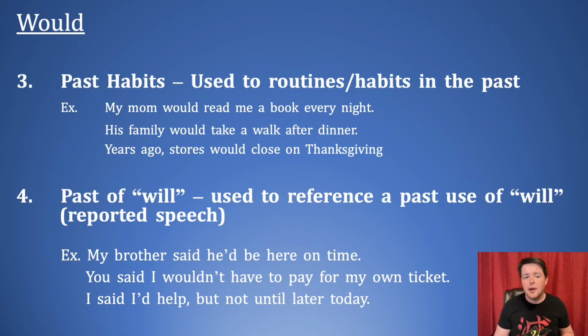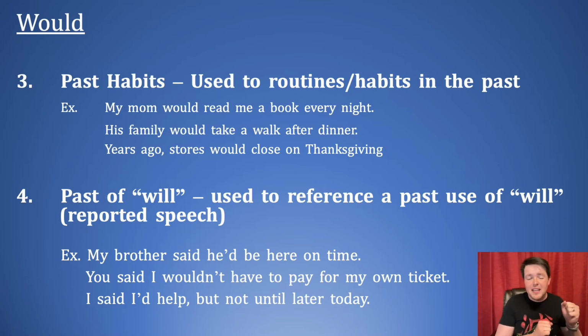Number 3 talks about habits or routines that you did in the past. These are things that were true in the past. They were habits, routines, things that you did all the time, but you don't do them anymore. For example, my mom would read me a book every night, but she doesn't do it now. You're an adult. You don't need her to read to you anymore. His family would take a walk after dinner. This is something that was a habit or routine in the past. Then years ago, stores would close on Thanksgiving. Again, in the past, something that routinely happened, not single events, but habits, routines in the past.